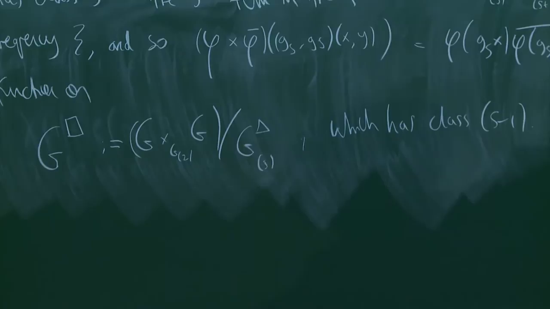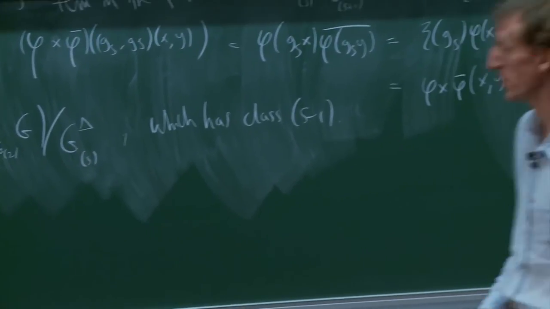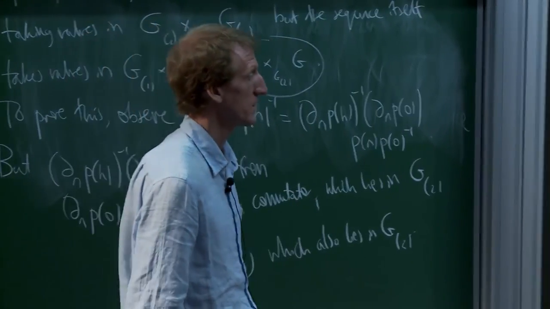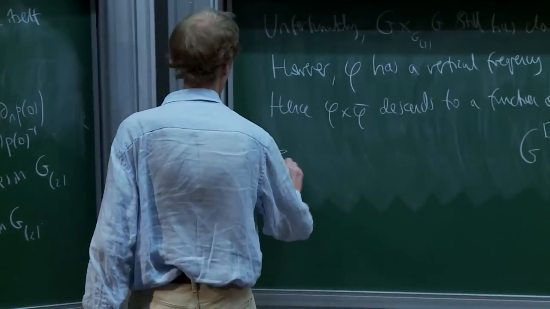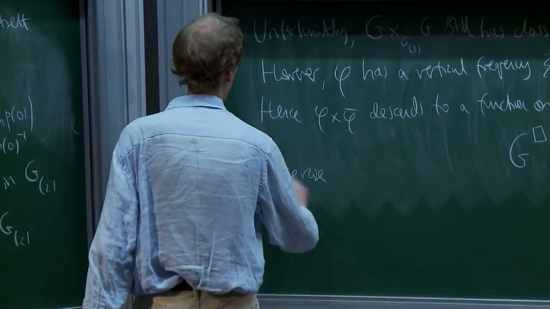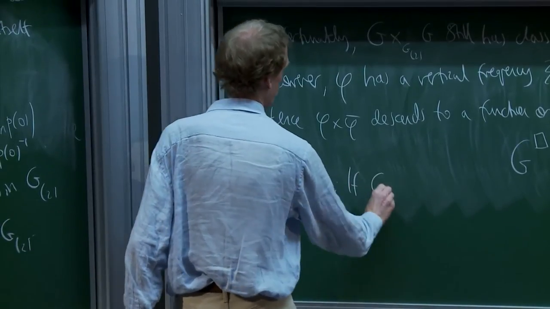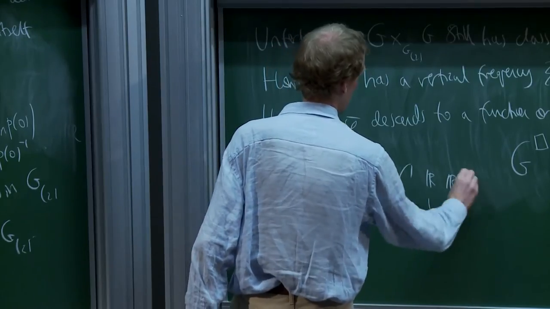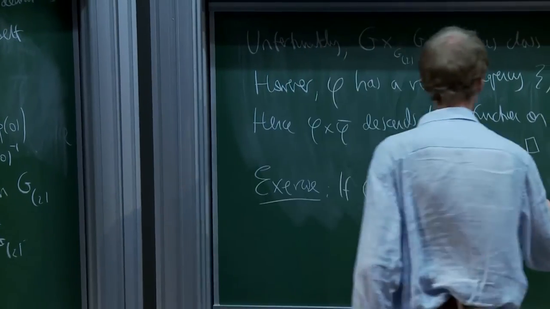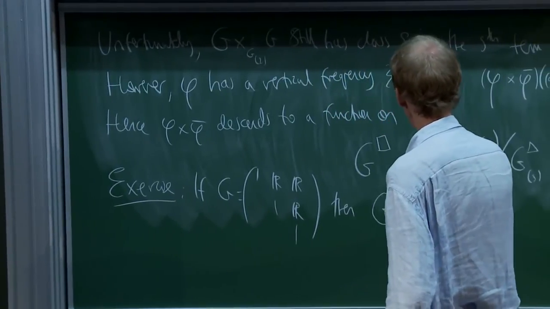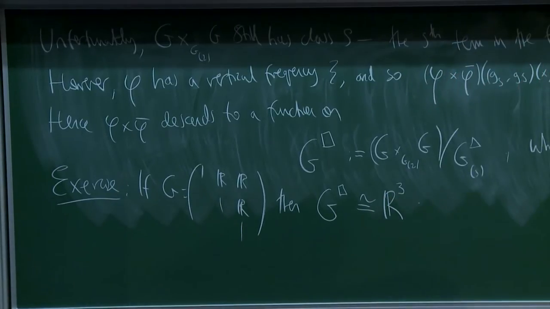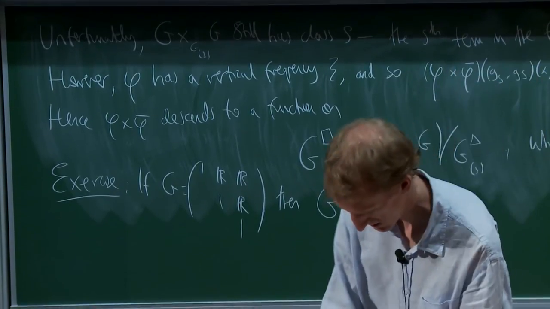So here's an exercise, if you want to check your understanding of these concepts. When G is the Heisenberg group, what is the square? If G is the Heisenberg group with entries 1, R, R, R, then the square is isomorphic to R cubed. The Heisenberg group, of course, is not isomorphic to R cubed.